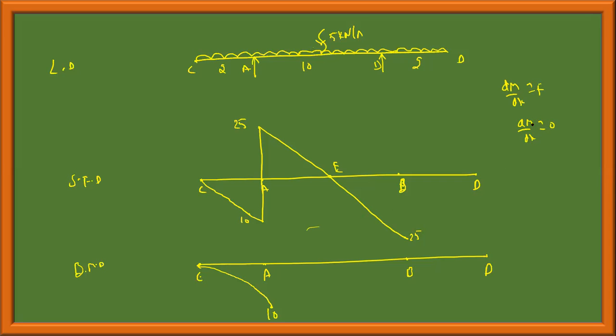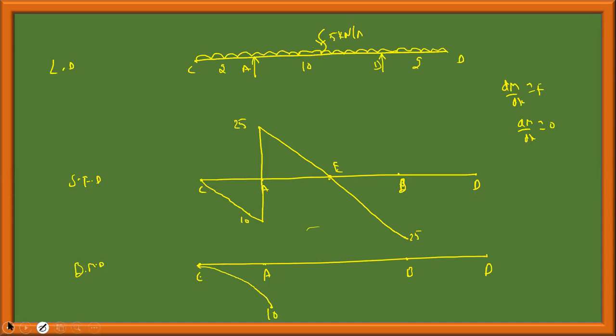It means that my bending moment is maximum at this point. We will find that maximum point later, but this is the point where bending moment is maximum. So zero slope, the point where the slope is 0 or the shear force is 0, is the point where the bending moment is maximum.